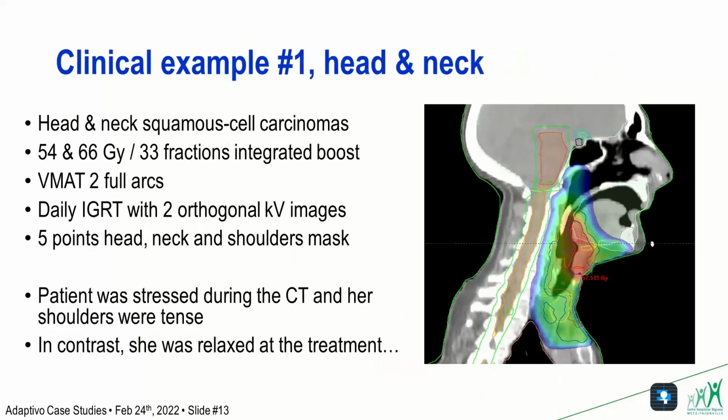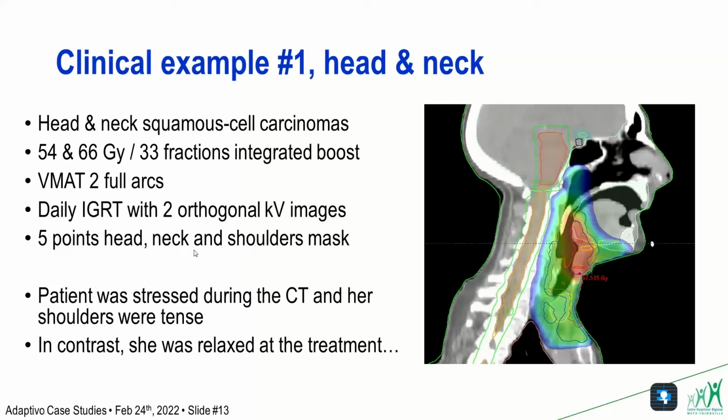So let's start with the clinical examples. I have 4 examples. The first one is a head and neck treatment. A head and neck squamous cell carcinoma treated with 60 grays in 33 fractions, with an integrated boost. It's a VMAT treatment with 2 full arcs. We use daily IGRT with only 2 orthogonal KV images. And for the positioning, we use the 5 points head, neck, and shoulder mask.